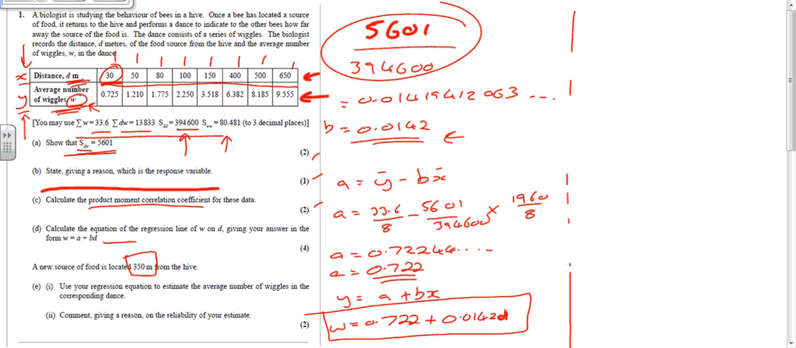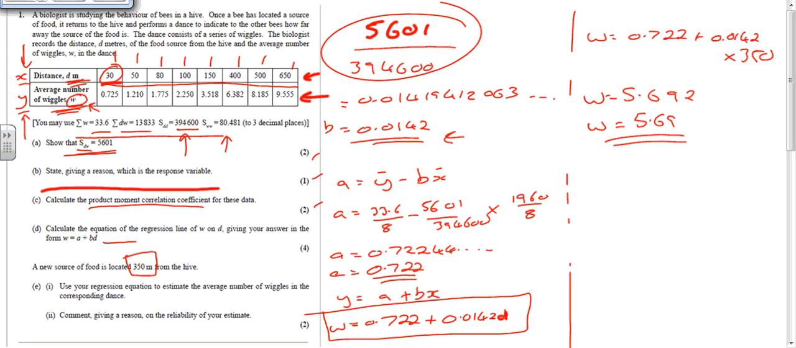So just to make sure that we get our mark for the working, we're going to do w equals 0.722 plus 0.0142 times by 350. And that gives us 5.692. So again, I would always look at three significant figures. So 5.69. There you go. That's that one done. Next: comment giving a reason on the reliability of your estimate.